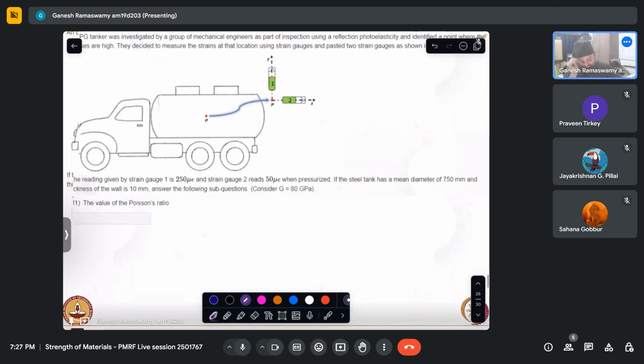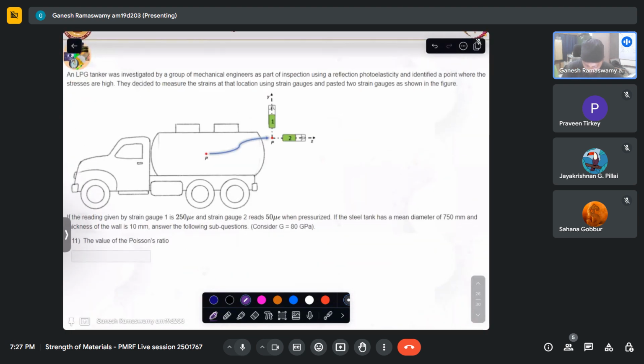All right, so let us look at this question. An LPG tanker was investigated by a group of mechanical engineers as part of inspection using a reflection photoelasticity setup, which is missing, and identified a point where the stresses are high. Basically, they coated this with a reflective coating, viewed it with a polariscope, and saw that the stresses are peaking here, which is why we are now confining our attention to that point.